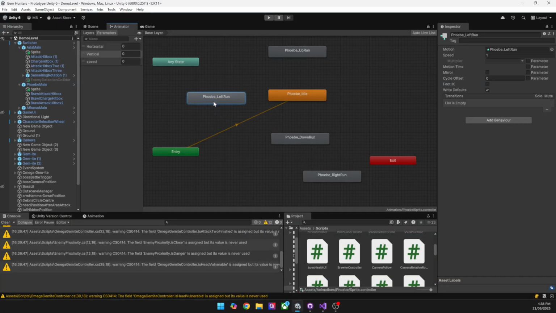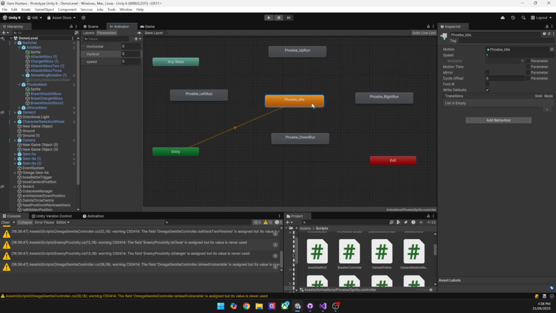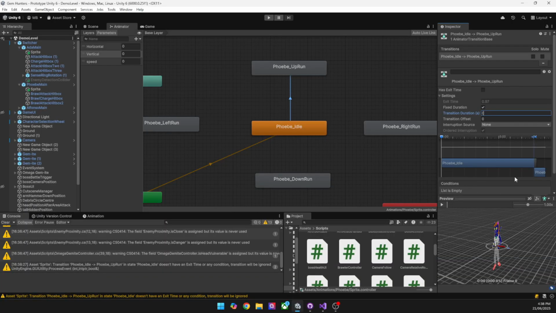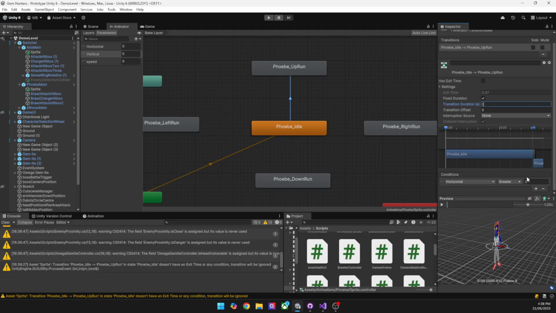Next comes the fun part of animating, the animator. Within this animator, I had a graph where I had set parameters to check whether the player was moving horizontally, vertically, or if they were even moving at all. For instance, the horizontal value. If the horizontal value was more than 0.1, the player was moving to the right. And if the vertical value was greater than 0.1, the player was moving up, and so on.